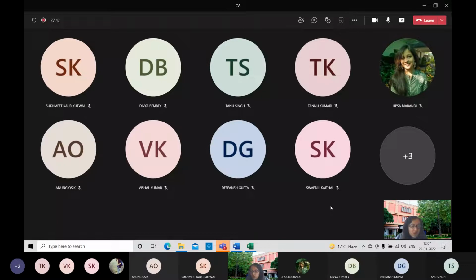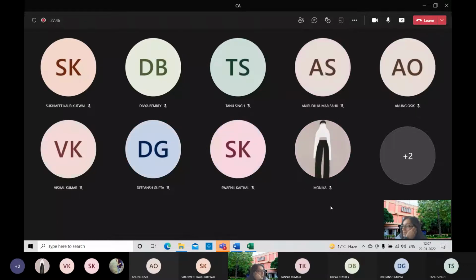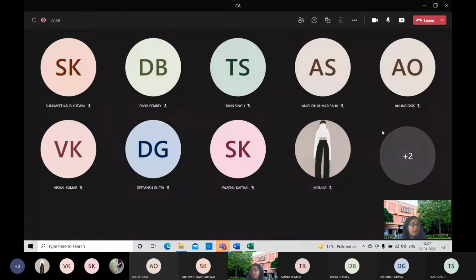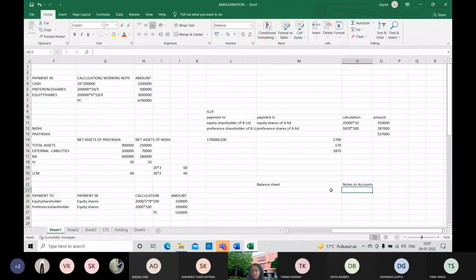So which means the preference share capital is the total of 2,70,000 and 1,87,000. Am I right? That's right. Okay. Any doubt? Okay, let's see what is the equity share capital now. Yes, who's going to tell me the equity share capital?